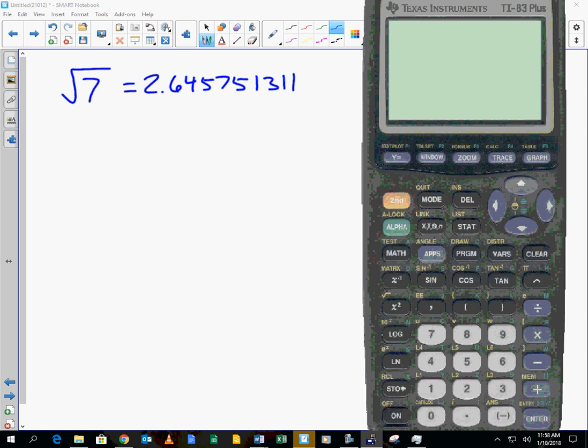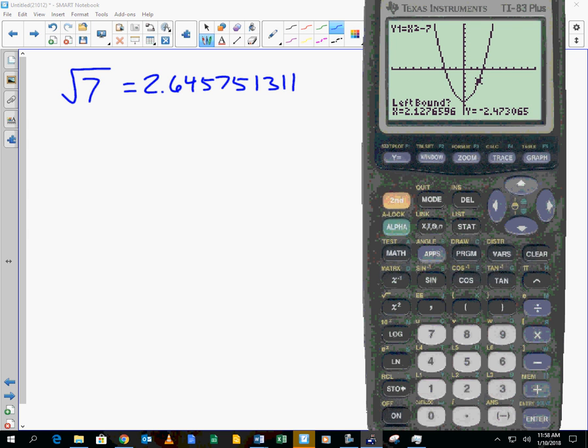So, how about this? X squared minus 7. You understand why I'm using that, right? If I zoom 6, where does that cross the x-axis? Between 2 and 3. And if we wanted to find that spot, you would do second calculate, what? 0, number 2, right? You know that the square root of 7 is between what two numbers? 2 and 3.